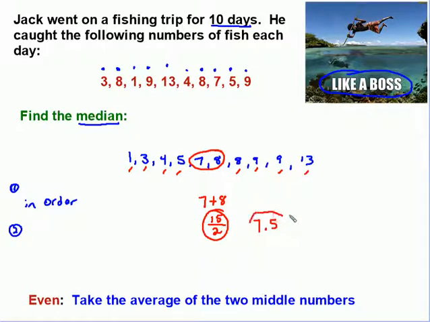So we find the average of those two middle numbers. You remember how to do that. We add them together. We get 15, and we divide that by 2. 15 divided by 2 is going to give us 7.5. Spoiler alert. You can punch that into your calculator. It's going to be 7.5, and that is the median of these numbers.